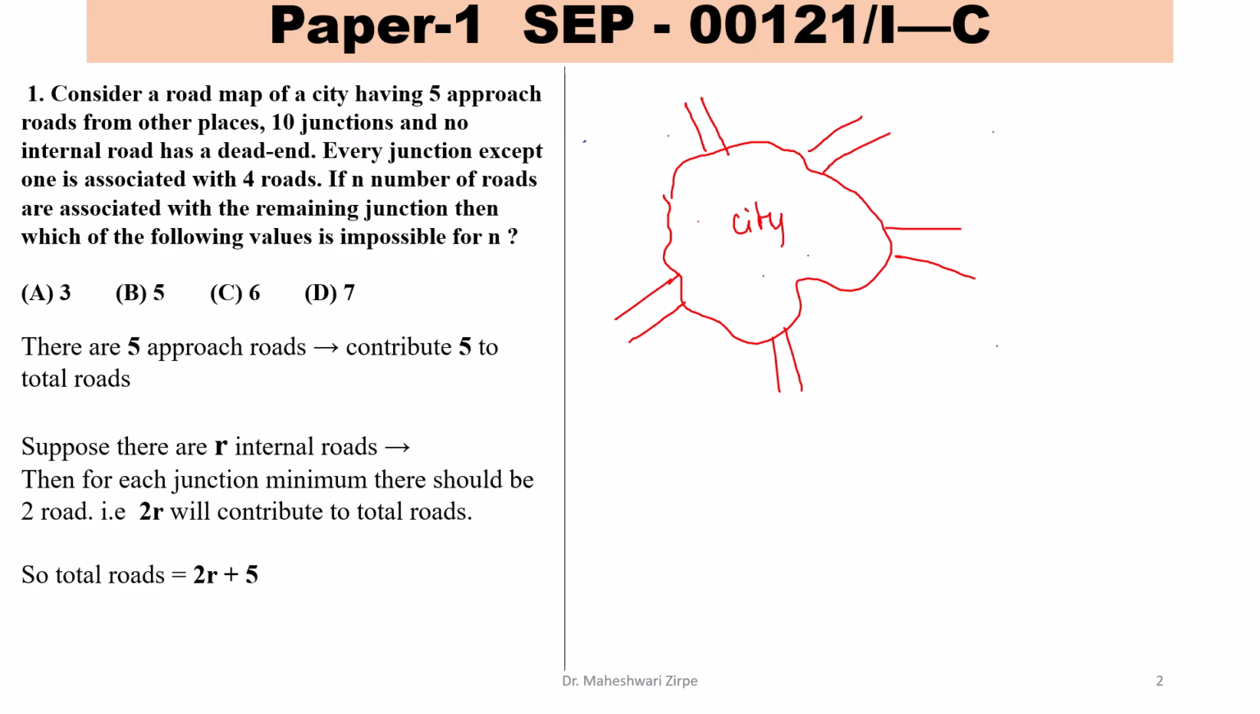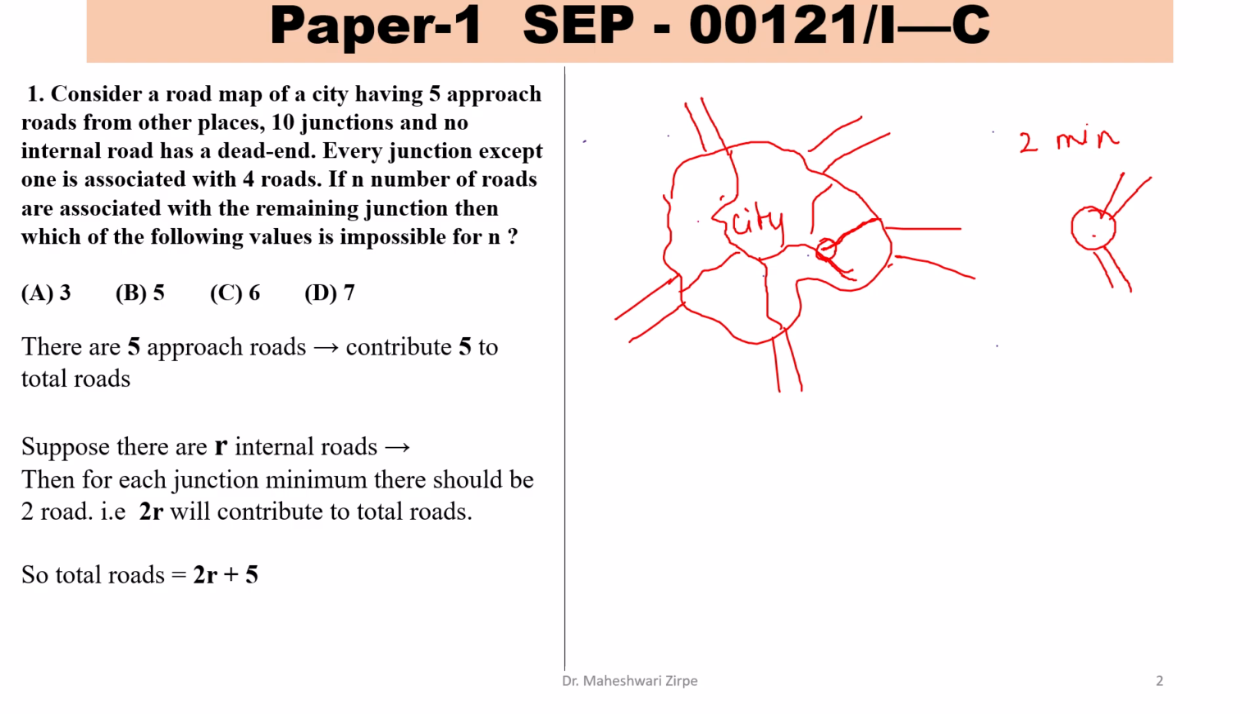Now suppose there are R internal roads. Let us consider that there are R, and we know that each junction will have a minimum number of roads. For a junction to appear, what is the condition when we will call the roads a junction? For example, you can see here there is a junction formed. Now how many roads are here? Only 2 roads. So minimum 2 roads are required to form a junction, correct? Then we can call this a junction.